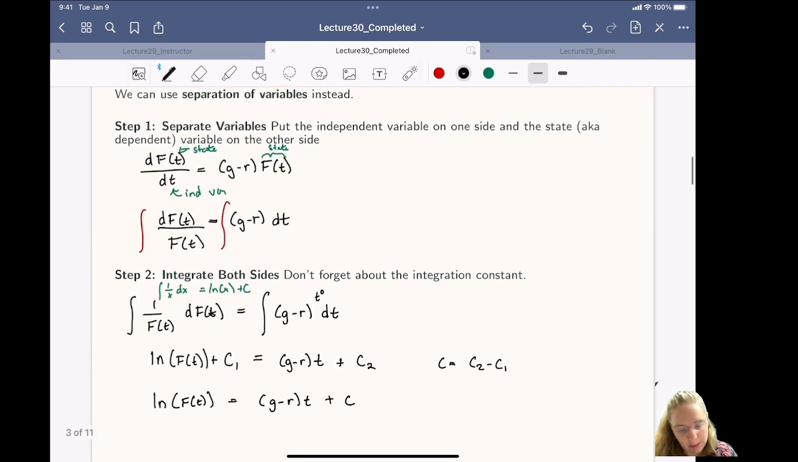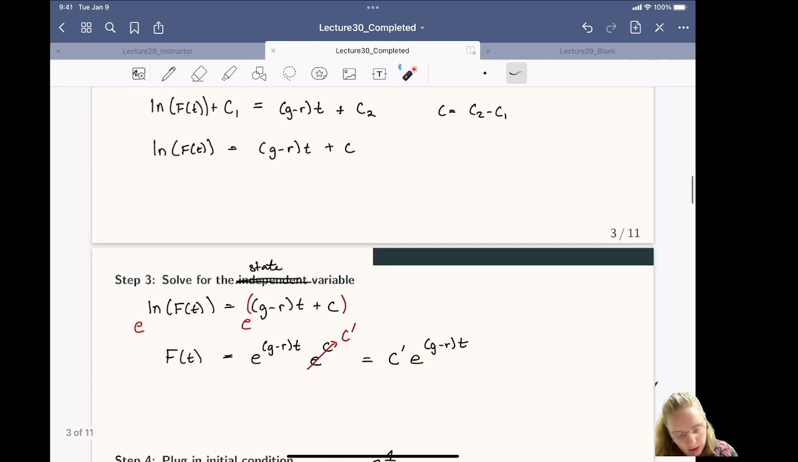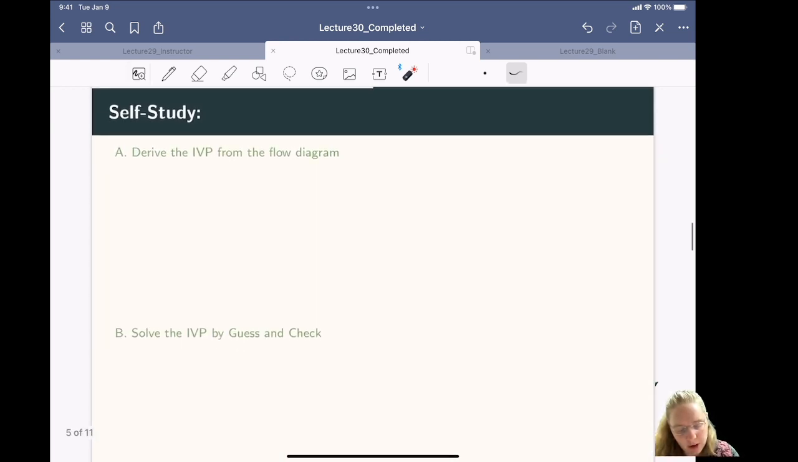Just to go over those steps one more time, the first thing we're going to do is separate our variables, putting the state variable on one side of the equation and the independent variable on the other, where you can treat this fractional representation of a derivative as a separate numerator and denominator. Then we integrate both sides. Then we solve for the state variable. And then finally, we plug in the initial condition to obtain this unknown constant. All right, so give those 4 steps a try by using them to solve the following initial value problem.